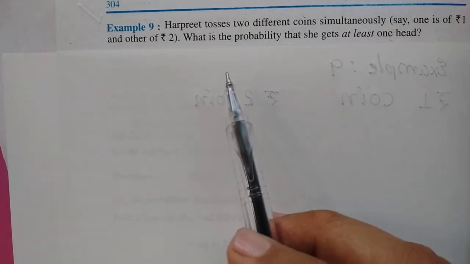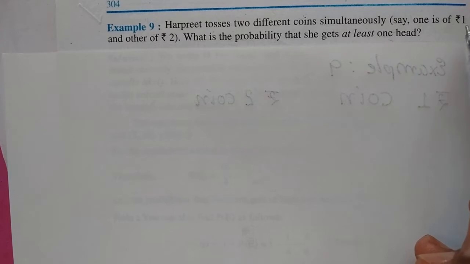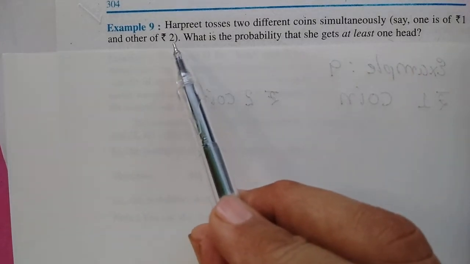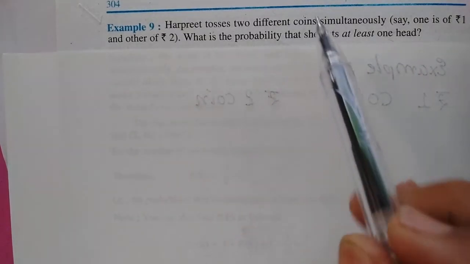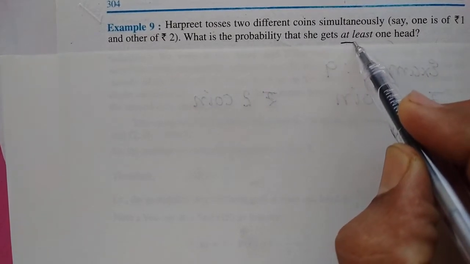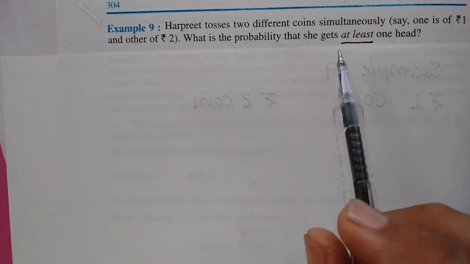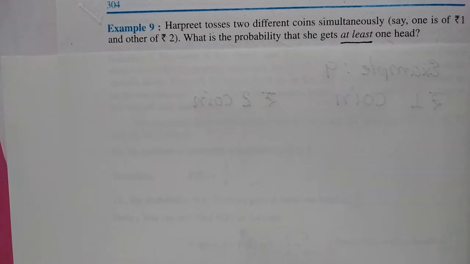Example 9. Harpreet tosses two different coins simultaneously. One is a rupees 1 coin, another is a rupees 2 coin. What is the probability that she gets at least one head? Children, this word 'at least' was studied in 9th standard and in our general English language also we use it. But for this type of problems, these types of words are very important. Okay, let us proceed to the next step of this problem.